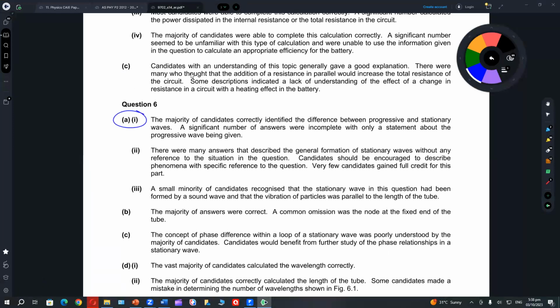The majority of candidates correctly identified the difference between progressive and stationary. A significant number of answers were incomplete, with only a statement about the progressive wave being given. Now, this is a very important thing when you say, look at this.